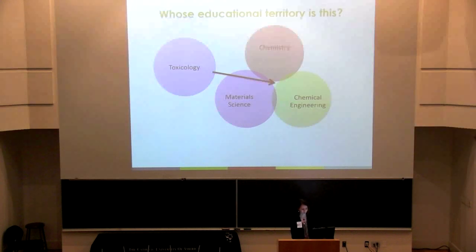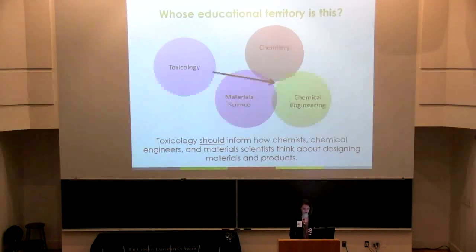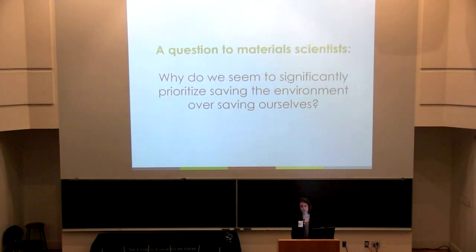But I feel like a lot of times, it might be a little bit different for the chemistry and chemical engineering community, but even in these communities, health is not as large a part of the conversation as it should be. So I feel like while toxicology should be informing these conversations, it often does not as much as it should. Okay, and this is the question that I posed last week: why do we seem to significantly prioritize saving the environment rather than saving ourselves? Because it's difficult for us to then save the environment if we're all sick and dying.